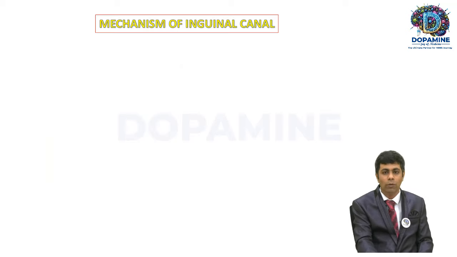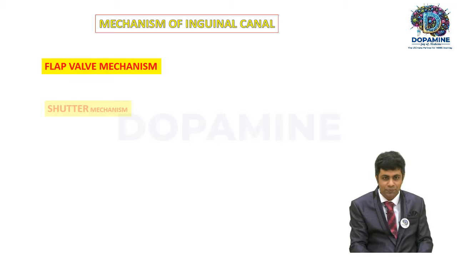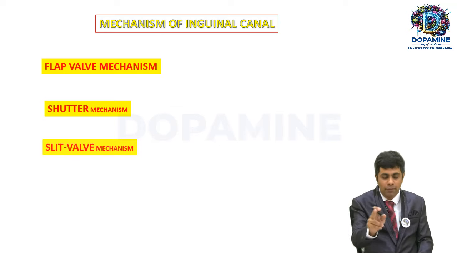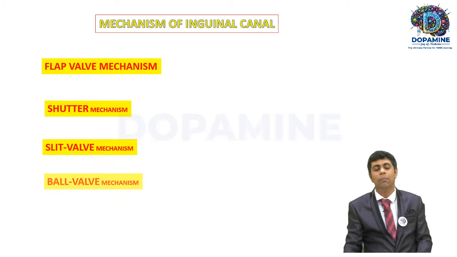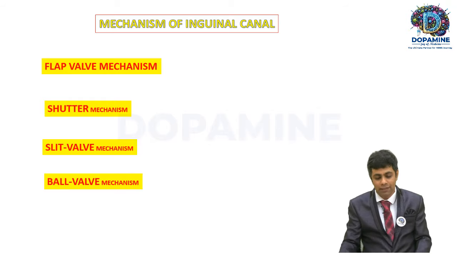So we have these 4 mechanisms present: flap valve mechanism, shutter mechanism, slit valve mechanism, and the ball valve mechanism. Okay, I hope I made myself clear with all these 4 important mechanisms.